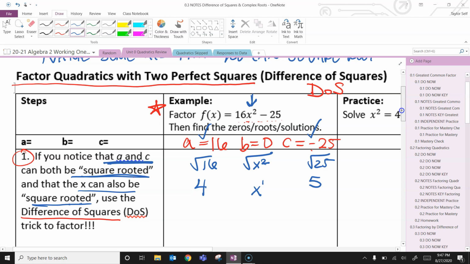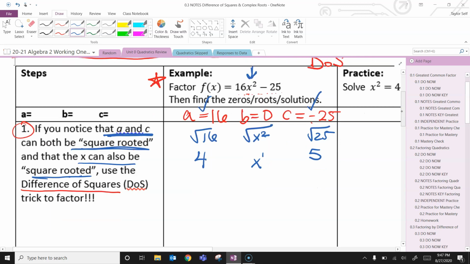So why are we doing this? How is this going to help us factor? Because this is an amazing trick. If you can square root all 3 pieces, we can square root this piece, and we can square root this piece. If that's true, if you can square root all 3 pieces, then you can use the difference of squares trick, which means when you factor, you're just going to take the square root of each piece.